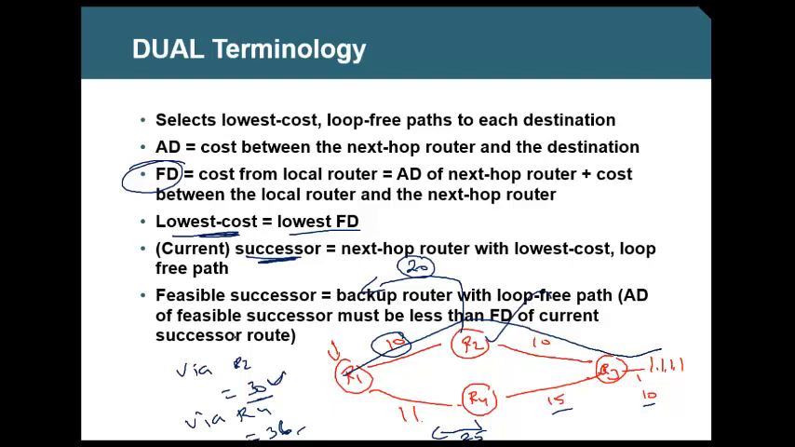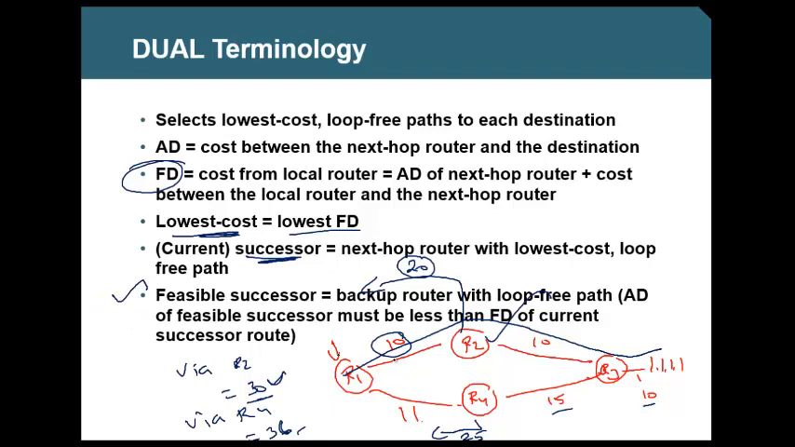So we understood what is advertised distance, what is feasible distance. Now we also know what is successor. Successor is the route whose total metric is low, whose metric is feasible distance. In another word, low cost path. Fine. What is feasible successor? Feasible successor is a backup route.